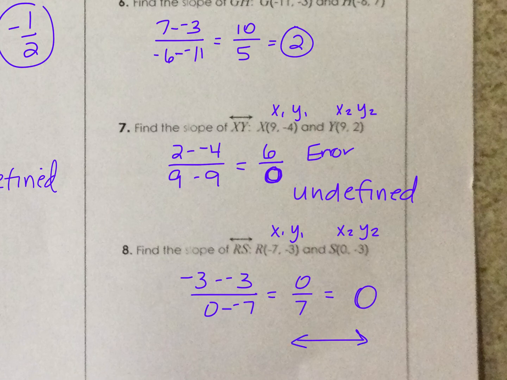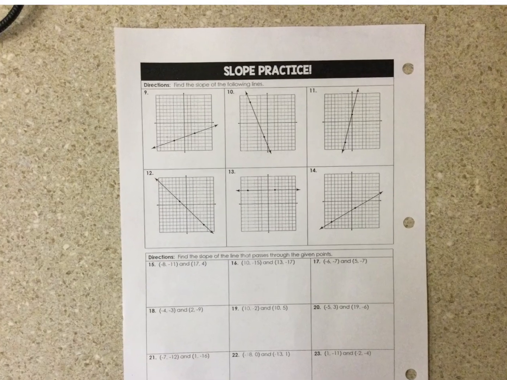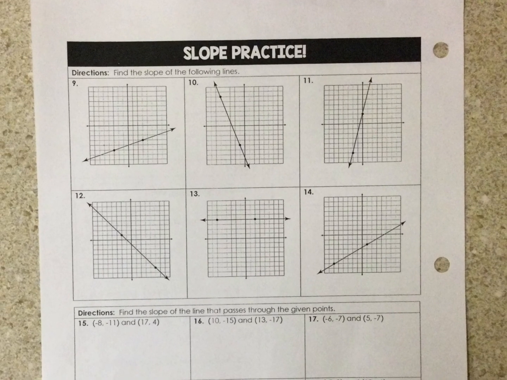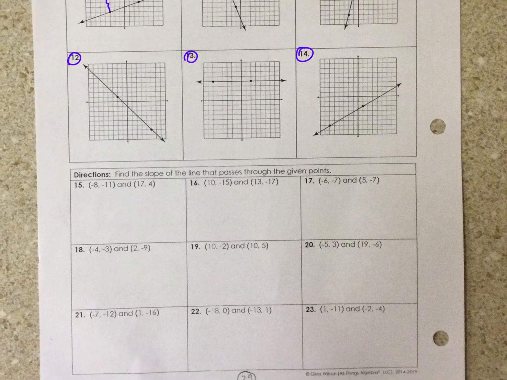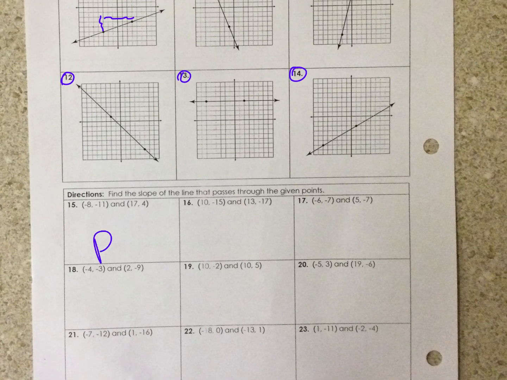Flip over to the page behind this one. On this page, I want you to do 9, 10, 11, 12, 13, and 14. And you just rise and run, and you'll have a fraction for your answer for each of those. And then I want you to do 15 through 23. All I want you to do is pick 2 and answer. And you'll have to use that slope formula.